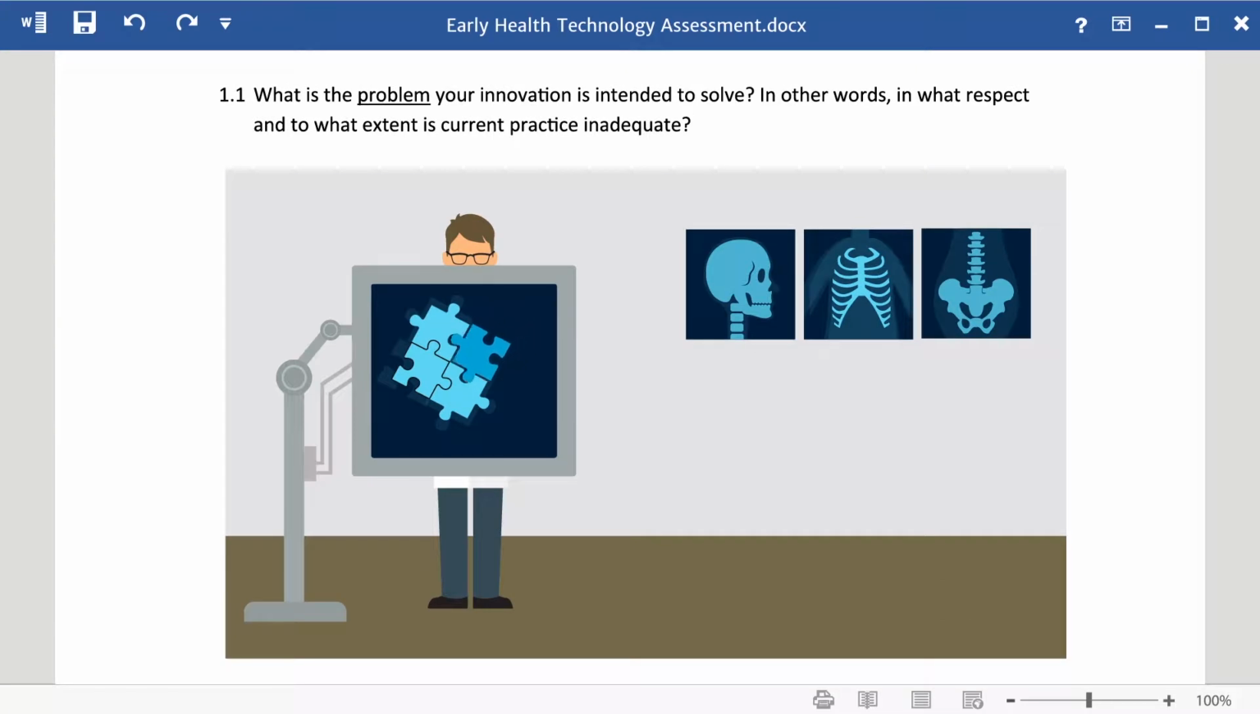Your innovation offers a solution, but for which problem? In this section, you will elaborate on what goes wrong in current healthcare practice, who suffers from this, and how bad it is.